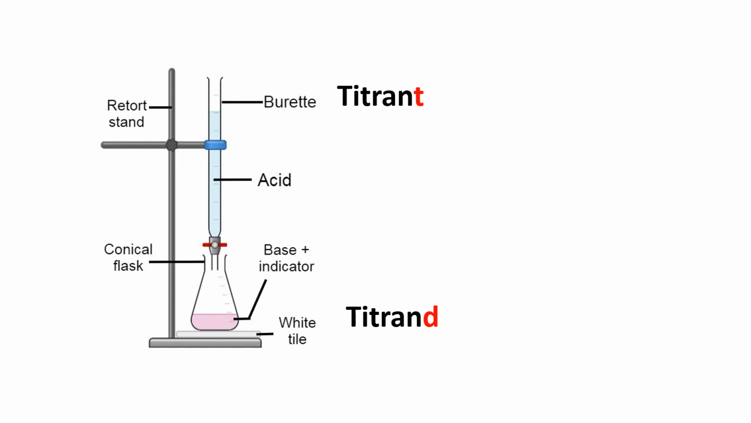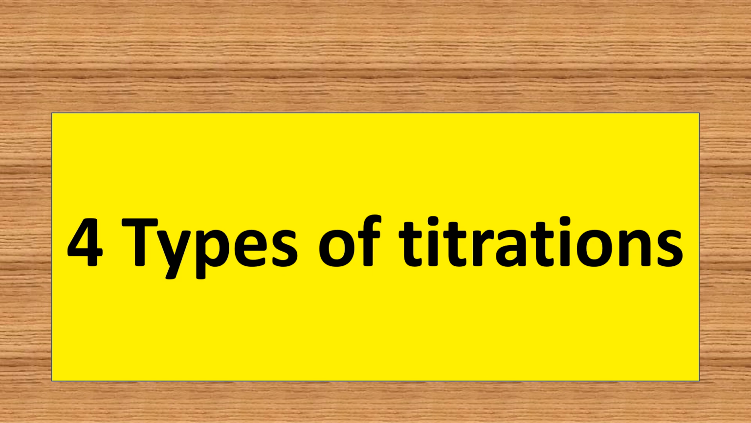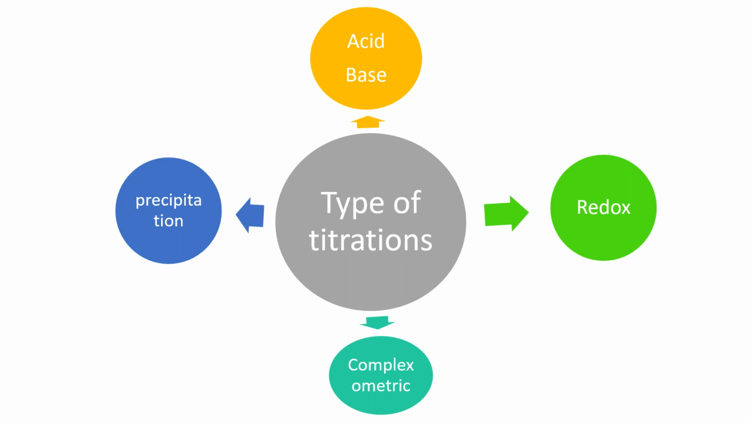So I move on to the next slide. Let us now understand four types of titrations. The first type of titration is acid-base. So the examiner will ask you what are the four types of titrations. Your answer would be acid-base, redox, complexometric and precipitation. Let us see each one of these.